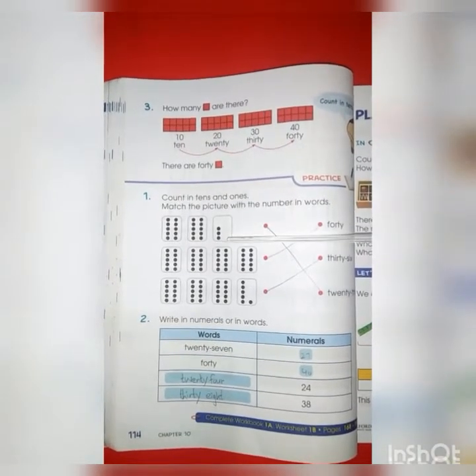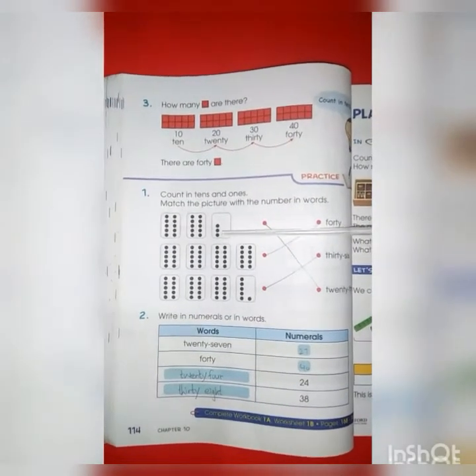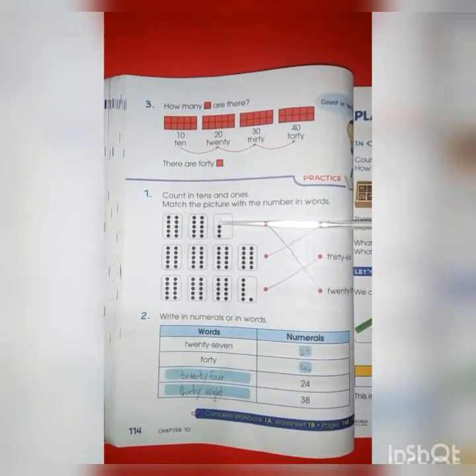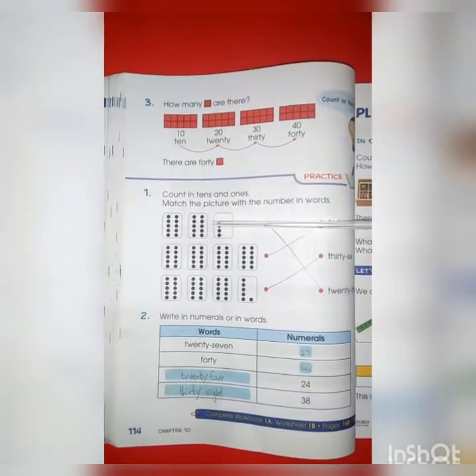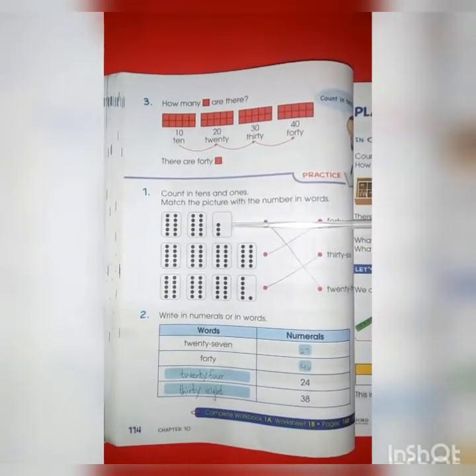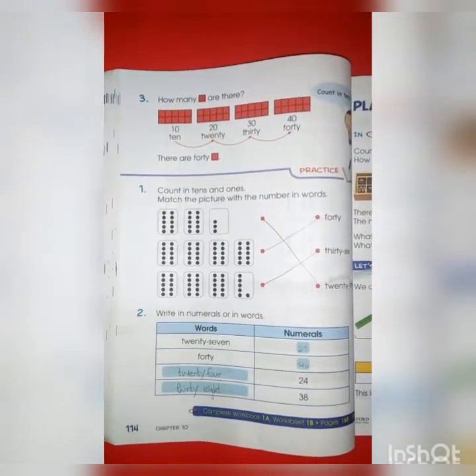Let's start counting. 10 plus 10, 20, plus 1, 2, 3. 10 plus 10 plus 3 means 23. 20 plus 3, 23. We will match it with 23.